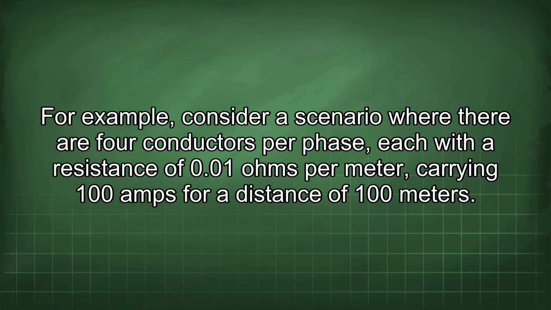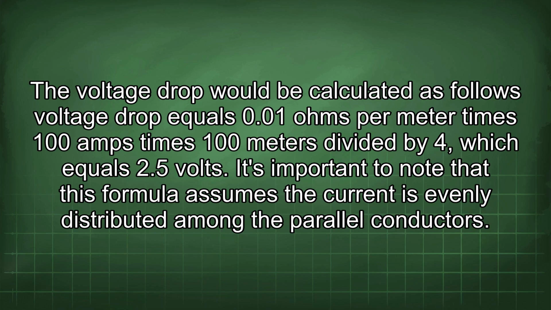For example, consider a scenario where there are 4 conductors per phase, each with a resistance of 0.1 ohms per meter, carrying 100 amps for a distance of 100 meters. The voltage drop would be calculated as follows: voltage drop equals 0.1 ohms per meter times 100 amps times 100 meters divided by 4, which equals 2.5 volts.